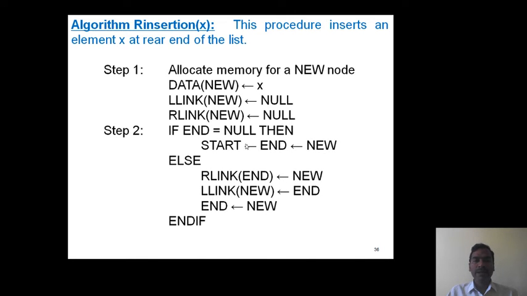Step 2. If end equivalent to null, then start equivalent to end equivalent to new. Else, we establish links between the end node and the new node: link of end equivalent to new, link of new equivalent to end, end equivalent to new. Your comparison part is completed, and if. Step 3, return.